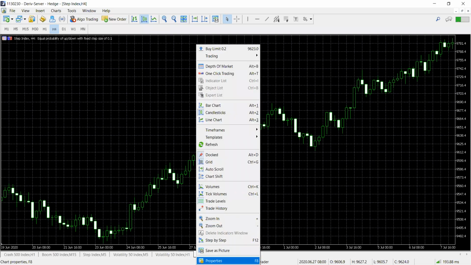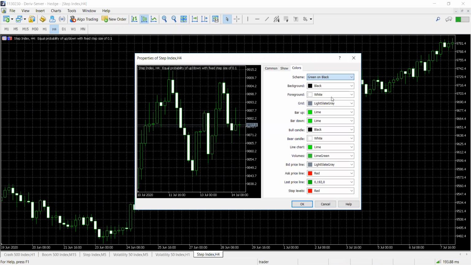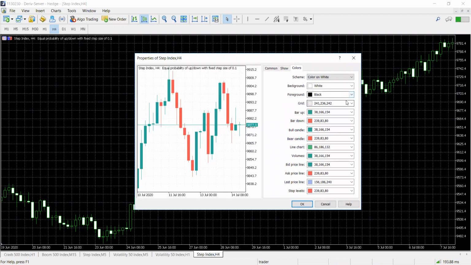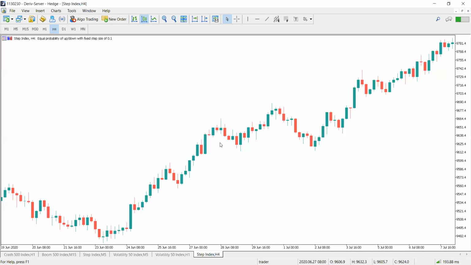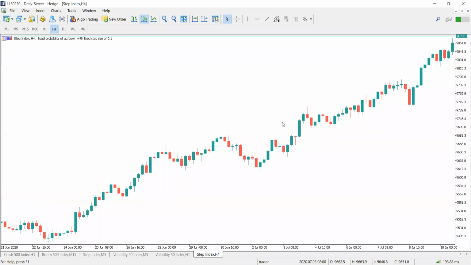I prefer to use the color on white, and then without the grid. Okay, there we go. Now we're going to use this information, right? Okay, now we need to know.